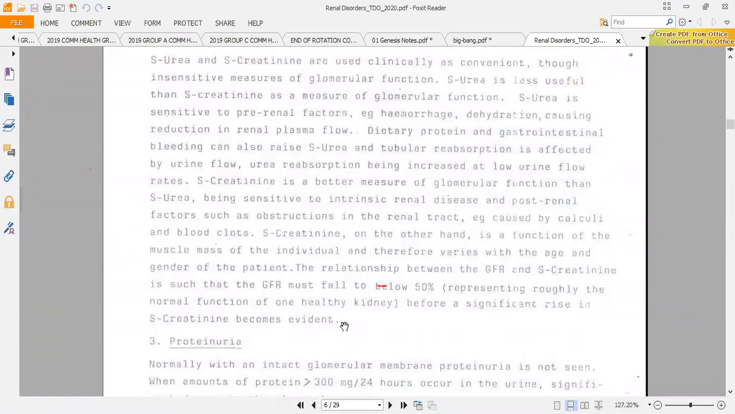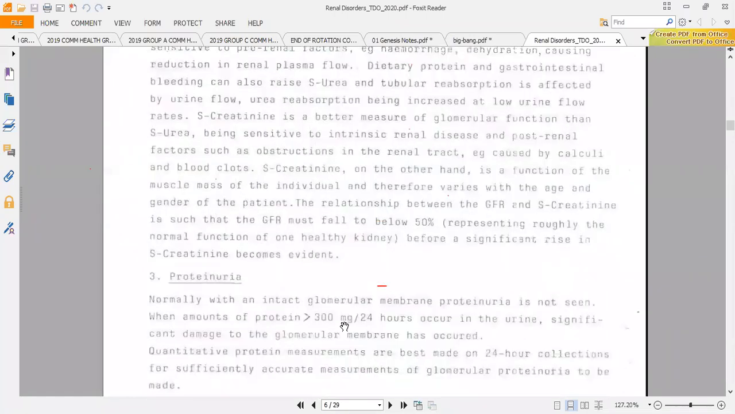So let's assume the patient's renal function is failing. But until the GFR gets to about 50% of normal, you are not going to see any rise in the serum creatinine. So if you are waiting for the person's serum creatinine level to elevate before you make the diagnosis, you waste a lot of time. So the GFR is more sensitive than the serum creatinine.